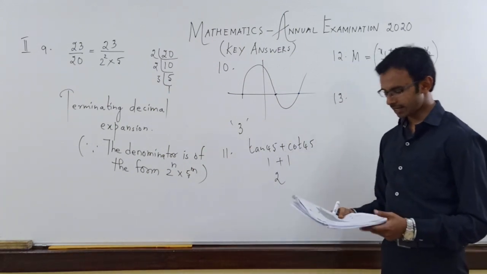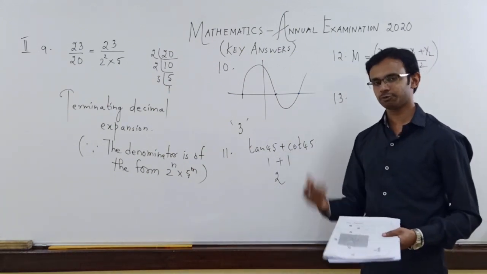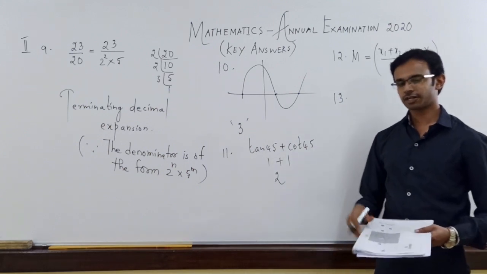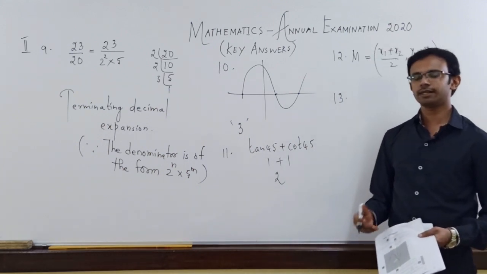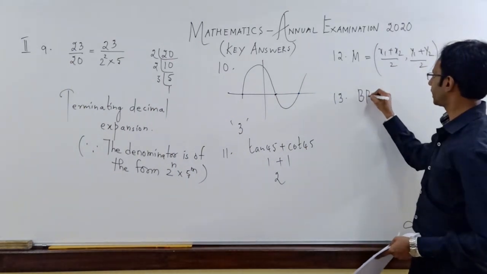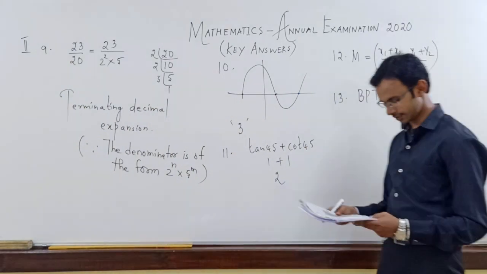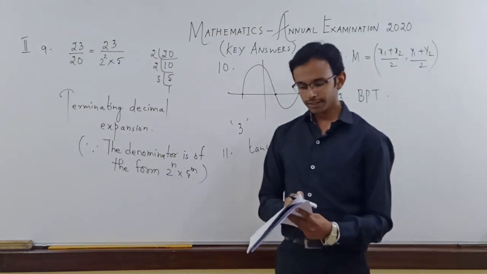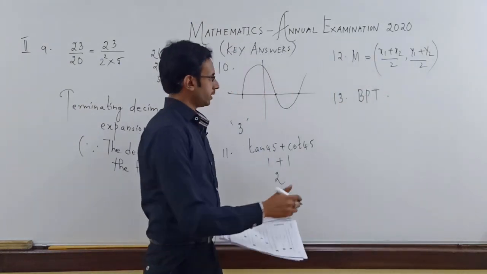Problem number 13. State basic proportionality theorem. Several times we have discussed this statement. If a straight line is drawn parallel to a side of a triangle, then it divides the other 2 sides proportionally. So that statement, if you write, you will get 1 mark for the basic proportionality theorem. Problem number 14.